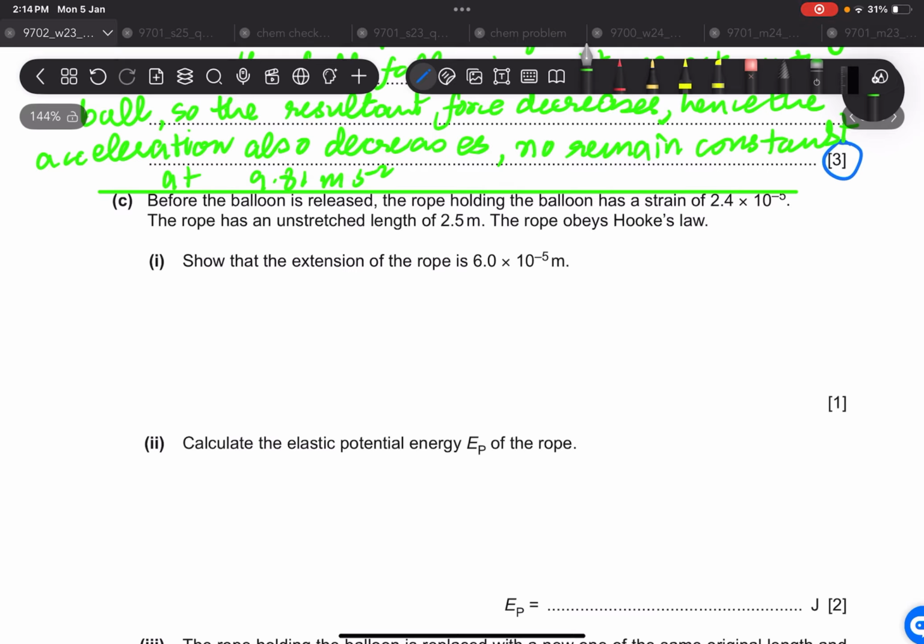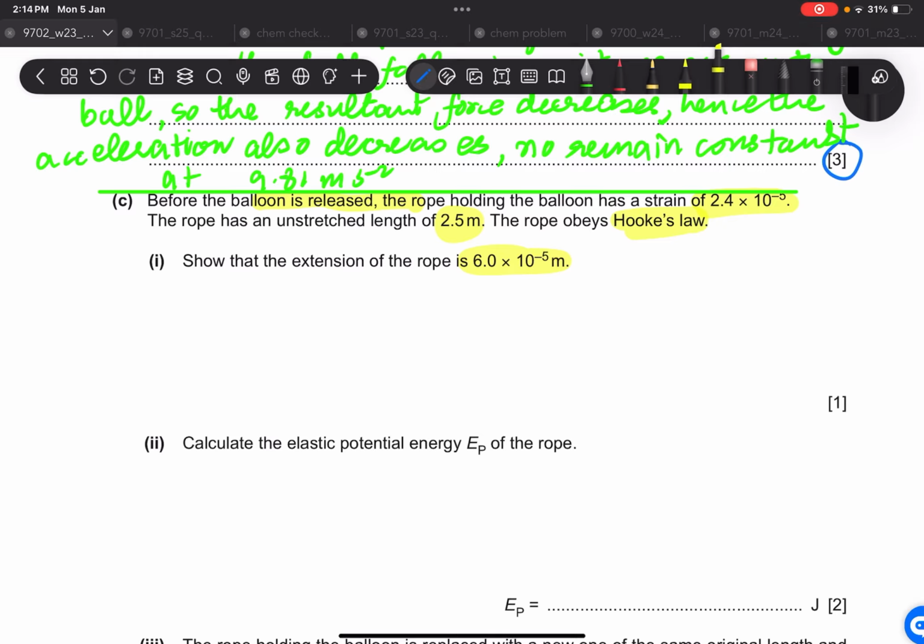Before the balloon is released, okay, the rope holding the balloon has a strain of this. The rope has an unstretched length of this. The rope obeys Hooke's law. A lot of information to absorb. Show that the extension in the rope is this.